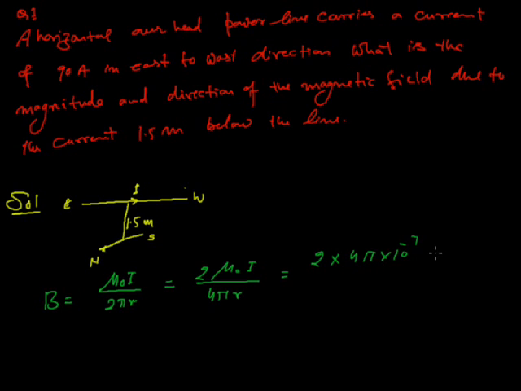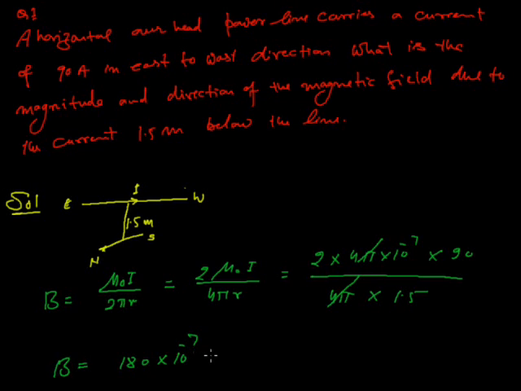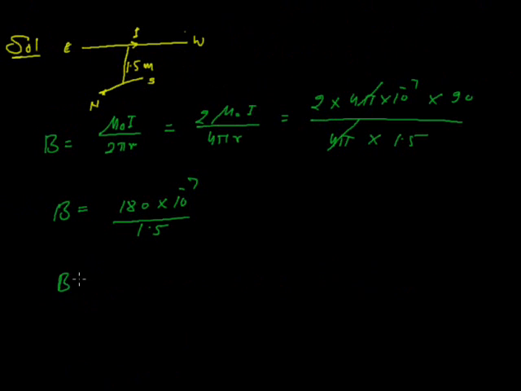Here I is given as 90, 4 pi, and r is 1.5 meter. 4 pi cancels by 4 pi. So B is equal to 180 into 10 raised to the power minus 7 divided by 1.5. B is equal to 1.2 into 10 raised to the power minus 5 Tesla.